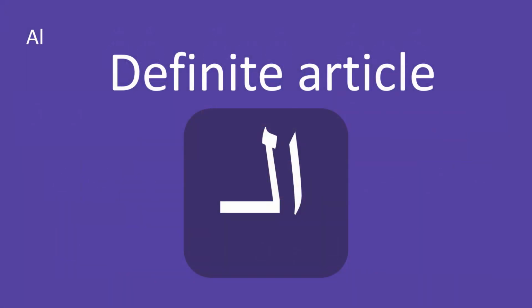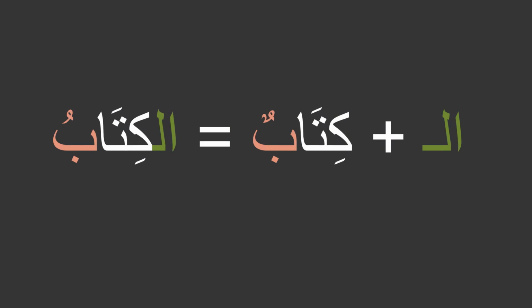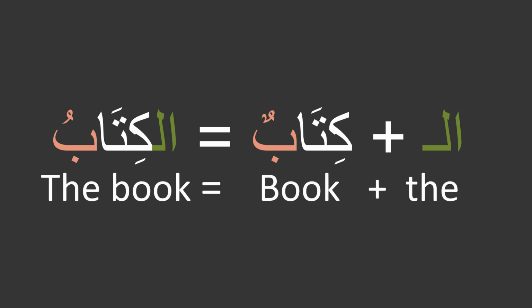Finally, we would like to introduce you to a recurrent form in Arabic, which is the definite article, al. Using al is pretty much straightforward and simple. Just add it before a noun. So kitabun means a book. When you add al before it, it becomes the book. Simple, right?